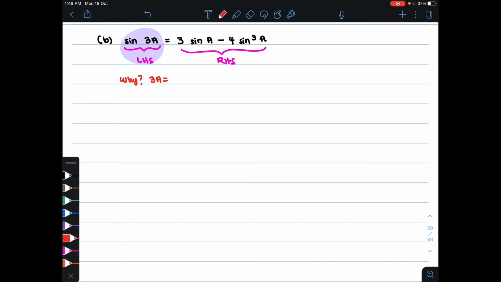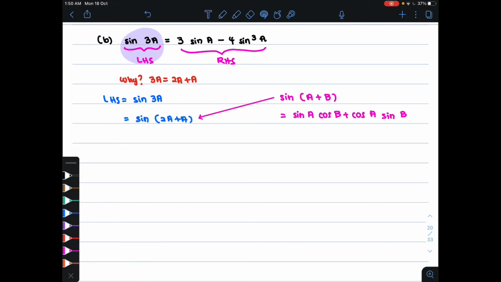And note that 3A is actually 2A plus A. So you can use A plus 2A as well. So in this case, I'm going to use 2A plus A. Using the compound angle, we know that sine A plus B is sine A cos B plus cos A sine B. And hence, we will get sine 2A cos A plus cos 2A sine A. So this is the final answer that we need.